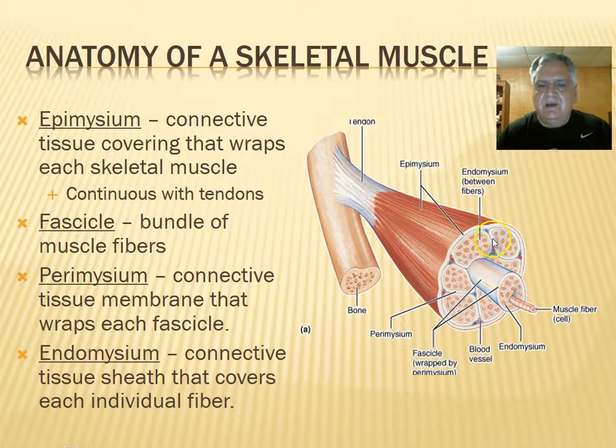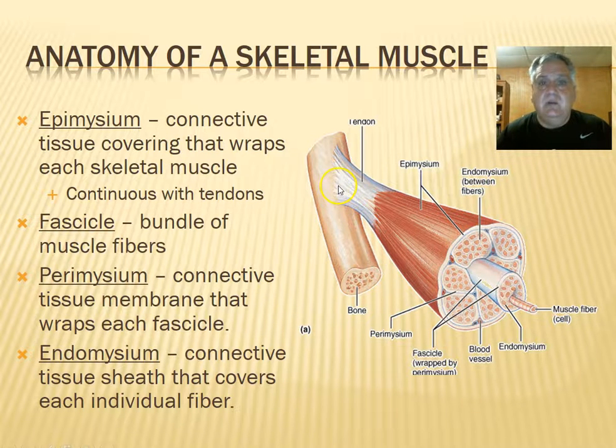What we've done is we kind of cut that muscle in half about midway along its length so that we can look into the inside of the muscle and see what it's made up of. As we take a look at what the muscle is made up of, we see, first of all, that there is a connective tissue covering that wraps each skeletal muscle tissue. This connective tissue covering that goes all the way around the outside of the muscle tissue is referred to as the epimysium. The epimysium is continuous with a tendon. So the epimysium leads into a tendon.